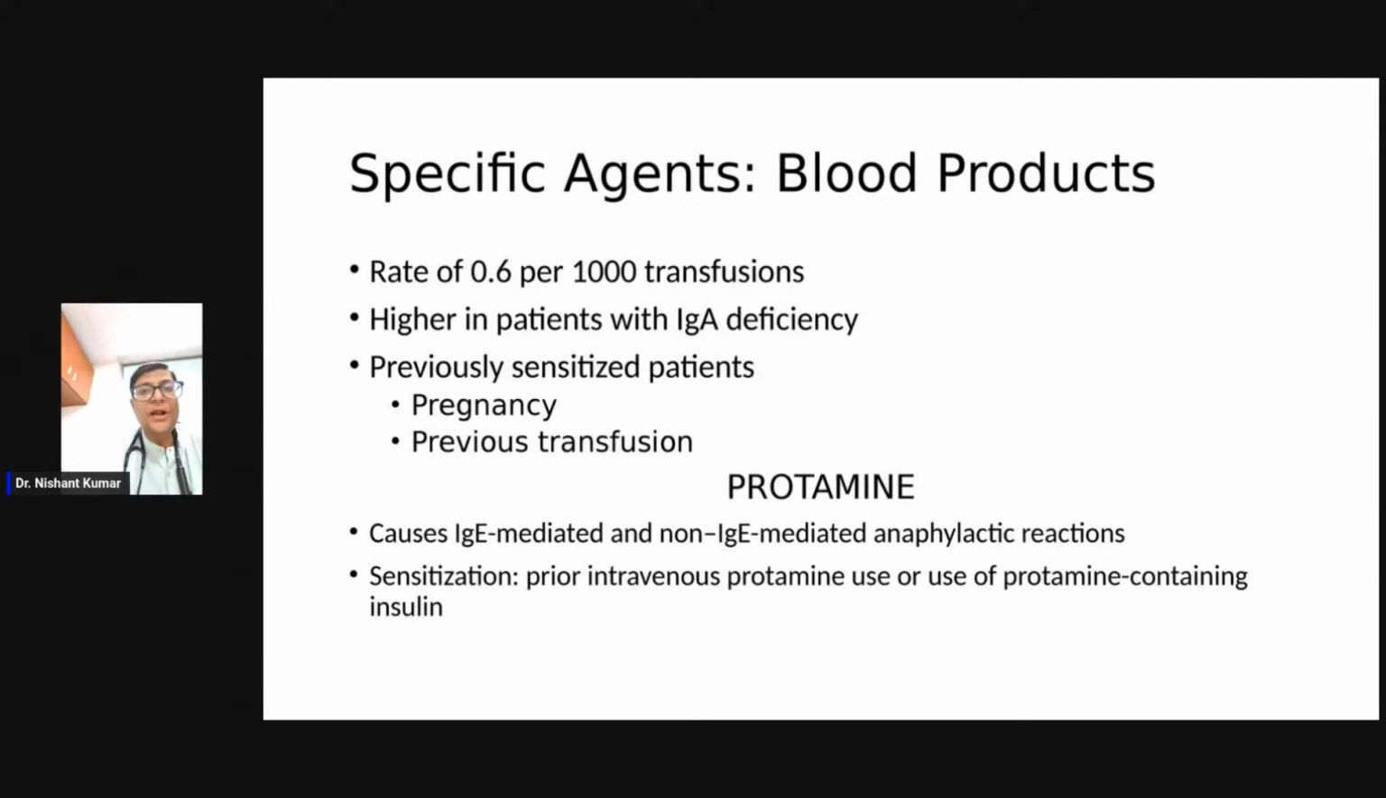Blood products. So blood products, there are another commonly used transfusion which can cause anaphylaxis. The rate is 0.6 per 1,000 transfusions. It is higher in patients with IgA deficiency and more so in previously sensitized patients, pregnancy, and patients who have received previous transfusion. Another important mention is protamine. It causes IgE mediated and non-IgE mediated anaphylactic reactions. Prior intravenous protein use or use of protein containing insulin is a definite risk factor for this particular anaphylactic reaction. Next, please.